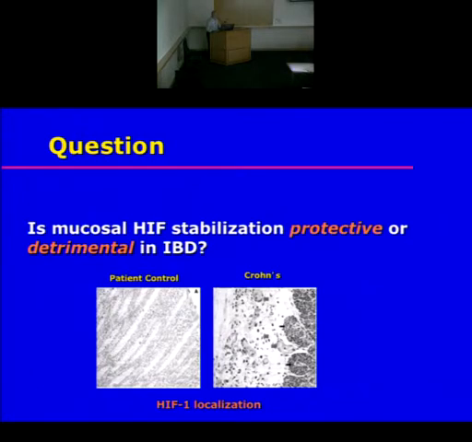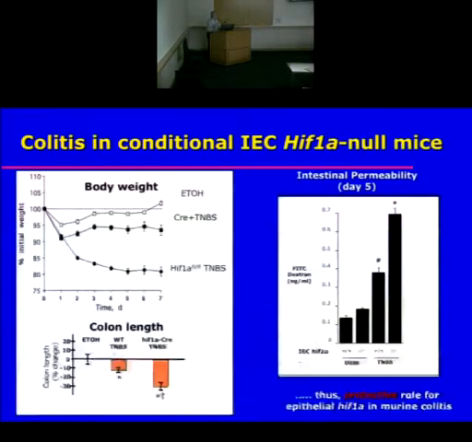So to do this, we developed a mouse model in which we knocked out intestinal epithelial HIF-1-alpha in this case, and proposed and essentially performed an experiment where we elicited colitis in these mice. And at this point, it really was an experiment. We did not know what the results would be, but we monitored body weight, colon length, and intestinal permeability, which is, of course, one of the prominent functional responses in the epithelium.